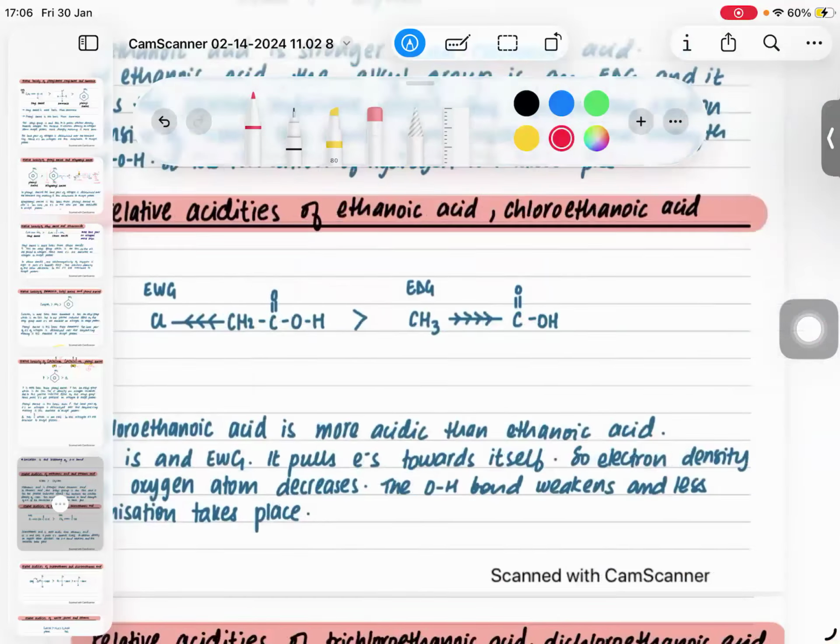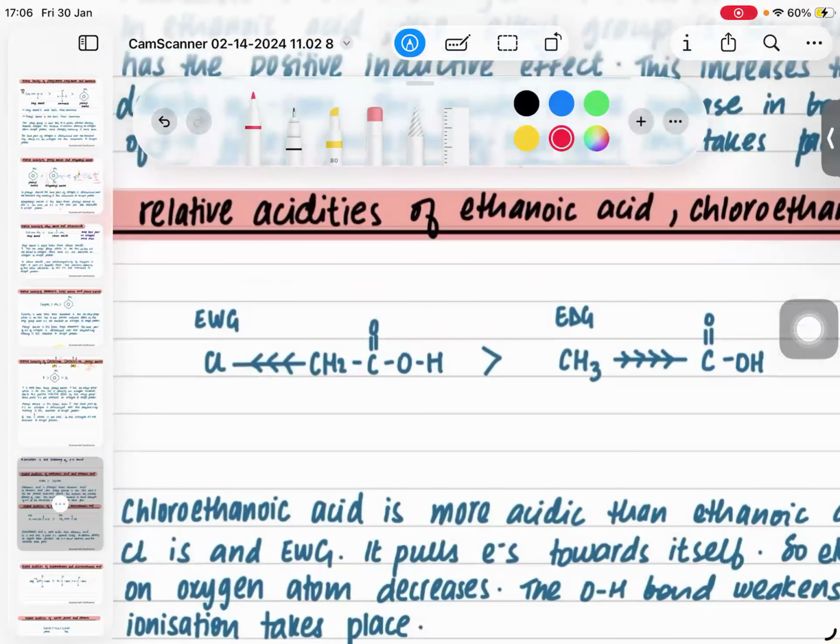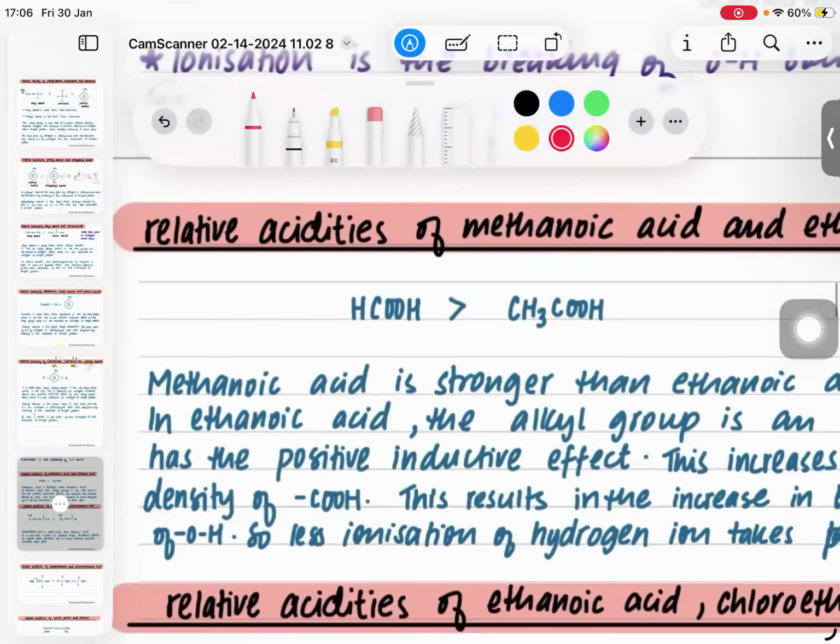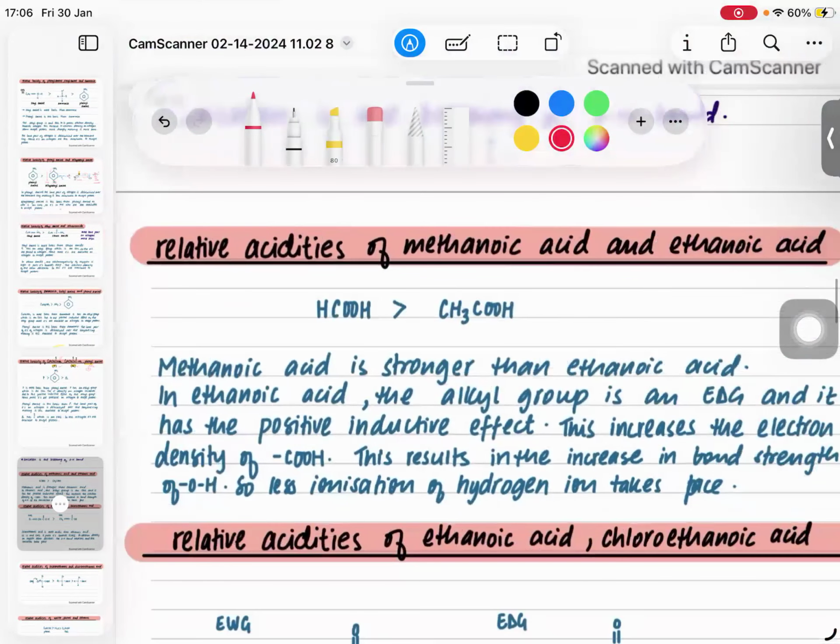Okay, now tell me, which one is more acidic, HCOOH or CH3COOH? HCOOH. Because in CH3COOH, the OH bond is stronger because of the positive inductive effect of the alkyl group. So methanoic acid is stronger than ethanoic acid. Obviously, we are talking about relative strength.